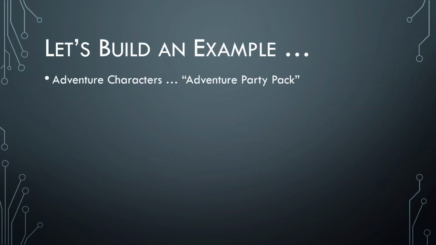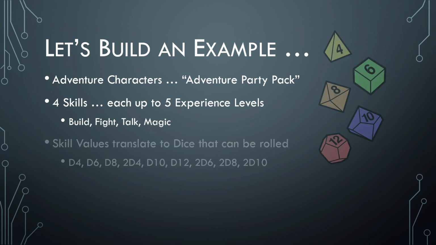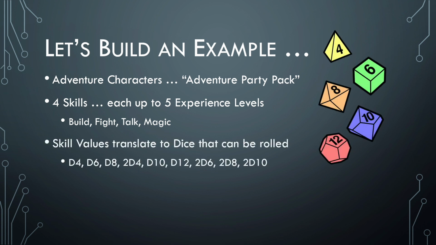Yeah. All right, so this is going to be the example I'm just going to walk through. Time check quick. Half an hour? Oh, 20 minutes. I'm going to build this adventure party pack. I just went with 4 generic skills that I'm calling build, fight, talk, magic. I'm going to convert a 1 to 9 skill rating into a bunch of dice that you can roll.